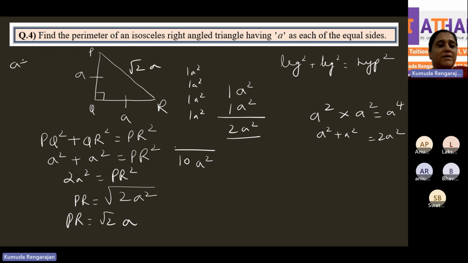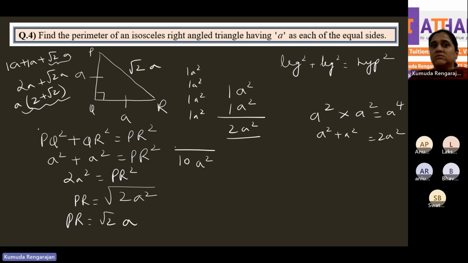Now add all three. A plus A plus root 2A. This one is root 2A, this is 1A and this is 1A. What is 1A plus 1A? 2A, plus root 2A. You can leave it like this, or you can take out A common and write it as A times 2 plus root 2. Now in MCQs, supposing you're given only this option, you would have got this answer and you'll be searching for it among the 4 options. But the option will be given in this form. So you should know to take out the common factor and understand this representation also.